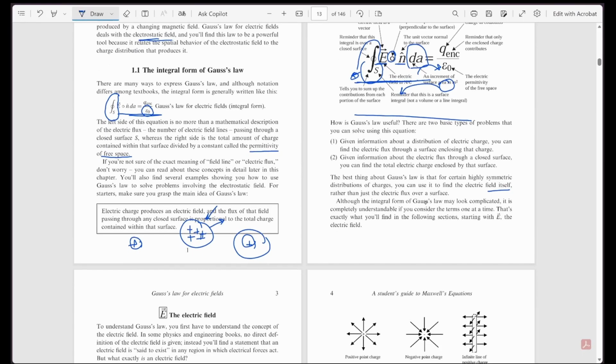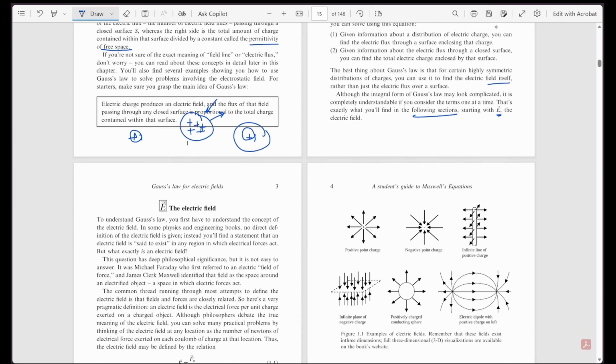Although the integral form of Gauss's law may look complicated, it's completely understandable if you consider the terms one at a time. That's exactly what you'll find in the following sections, starting with the electric field. To understand Gauss's law, you first have to understand the concept of the electric field. In some physics and engineering books, no direct definition of the electric field is given. Instead, you'll find a statement that an electric field is said to exist in any region in which electrical forces act.